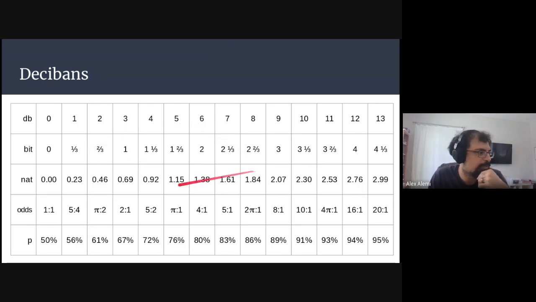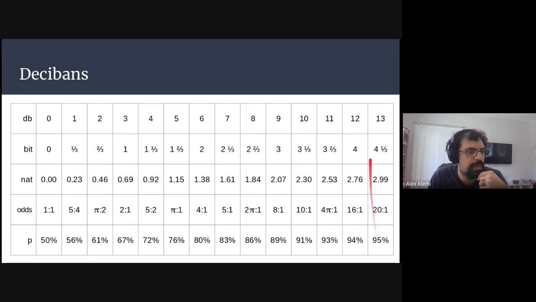So here's just a little table to give you some sense of how these things work. Here are some probabilities. Those are the things you're probably most familiar with. Here are the corresponding decibans from 0 to 13. Decibans, like decibels, every 3 decibans is a factor of 2. So every 3 decibans is 1 bit. So bits are sort of 1/3 of a deciban. Nats are this other factor. Odds, somewhat intuitively, like 10 decibans is 10-to-1 odds. 3 decibans is 2-to-1 odds. There are these convenient ratios in between.